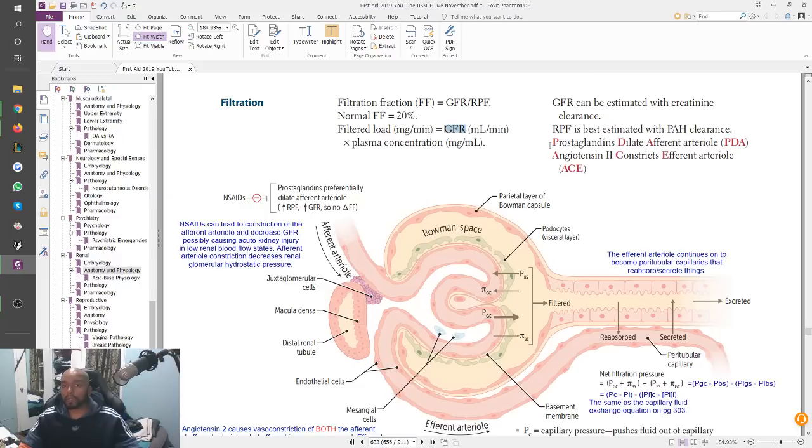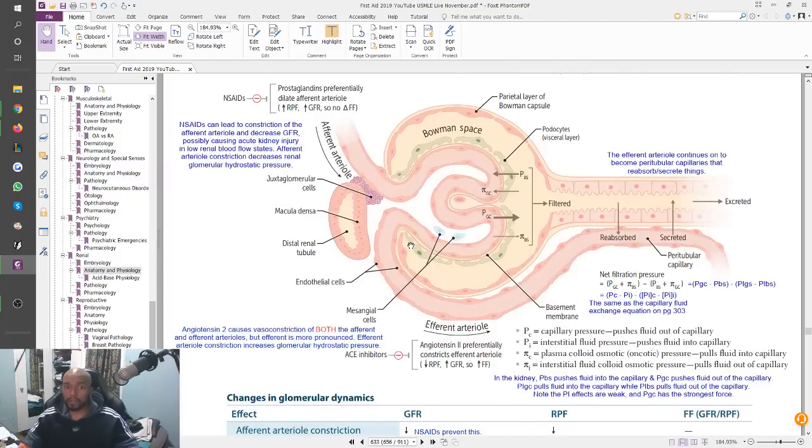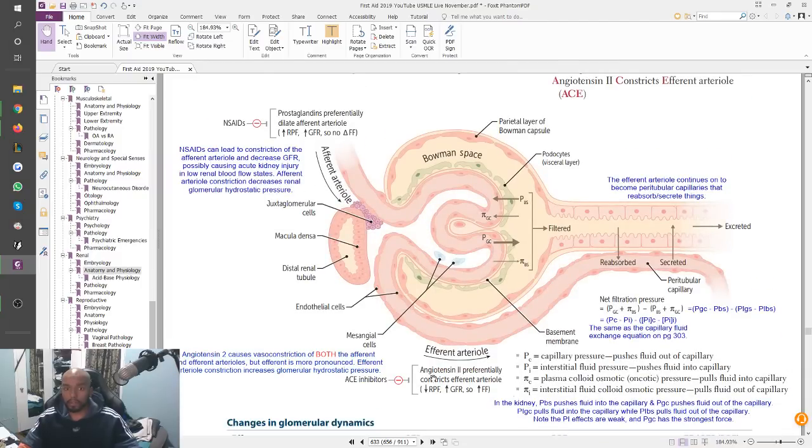Now, we're going to see medications, right? Prostaglandins and angiotensin inhibitors. Prostaglandins dilate the afferent arteriole, PDA, and angiotensin II constricts the efferent. ACE inhibitors stop that. And NSAIDs, which are antiprostaglandin, stop this. So you really want to make sure you understand that too. These are the two things being mentioned up here. So up here and down here.